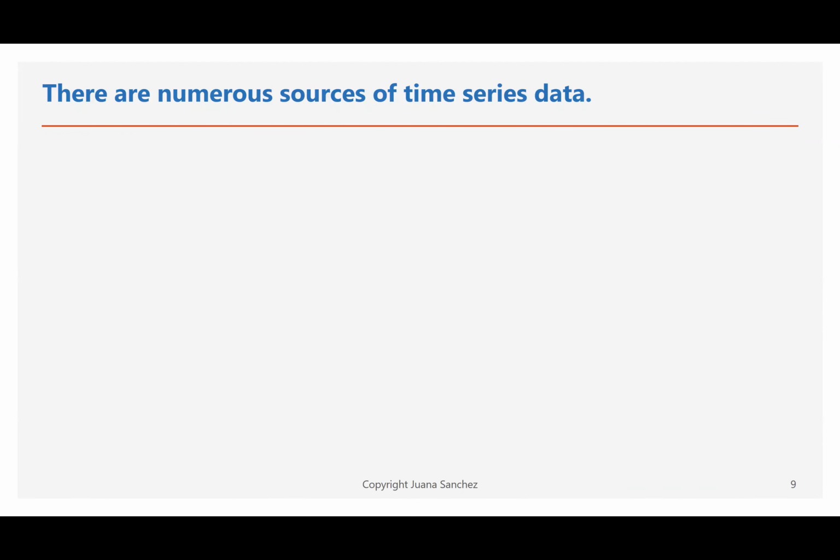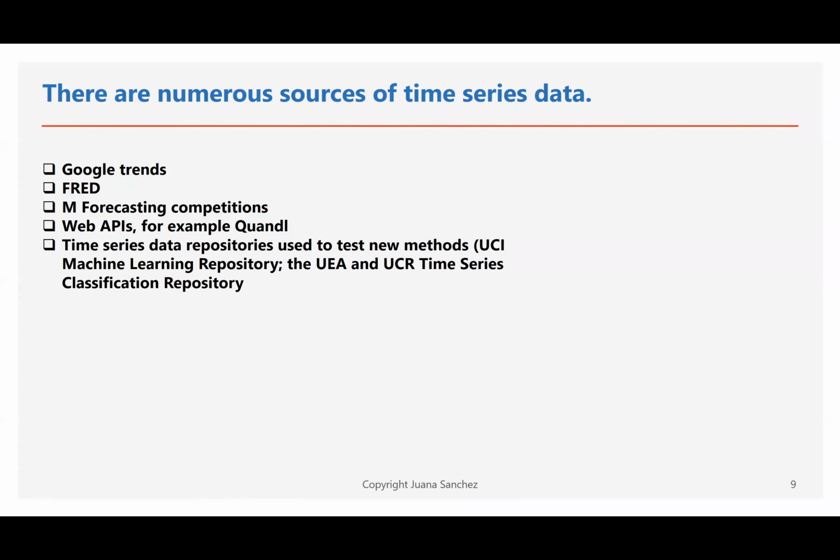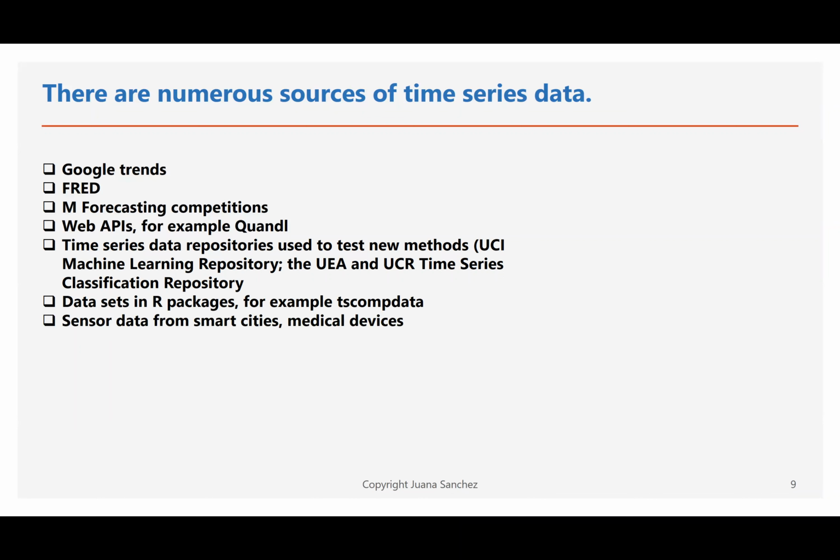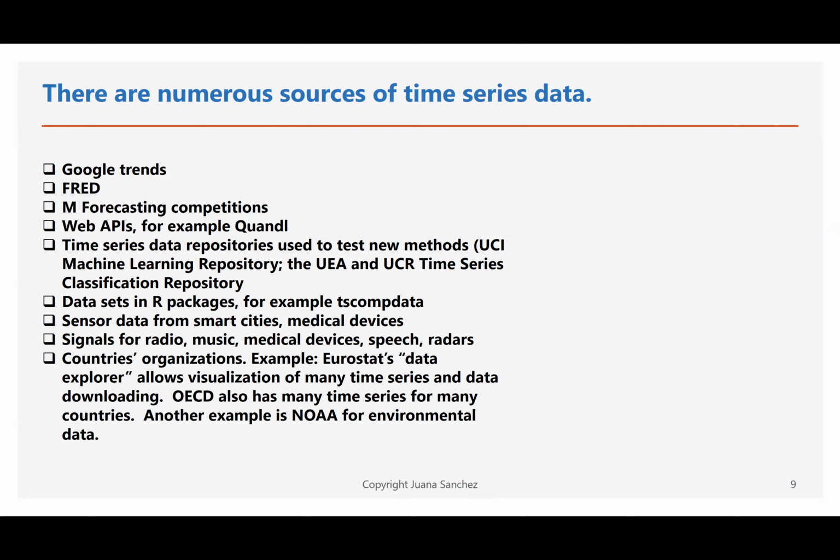There are numerous sources of time series data. Here are some examples: Google Trends, Fred, the M forecasting competitions, web APIs, for example, Quandl, time series data repositories, data sets in R packages, sensor data from smart cities, medical devices, signals for radio, music, medical devices, and then many countries, organizations also collect and make data available.